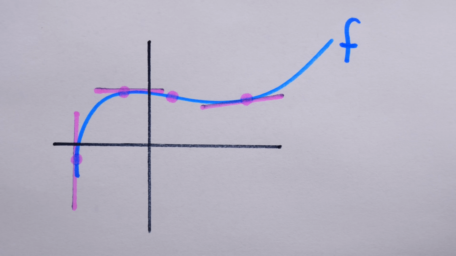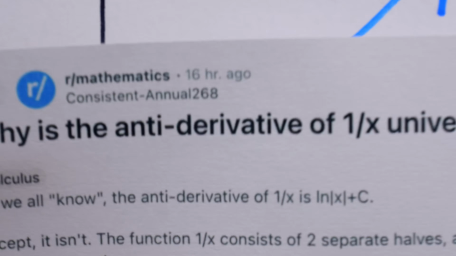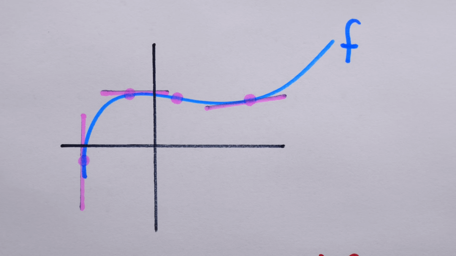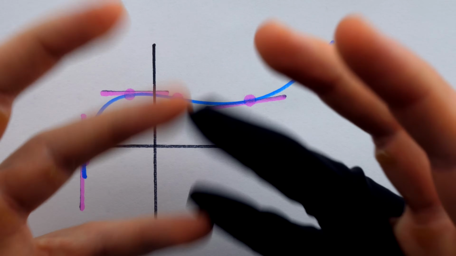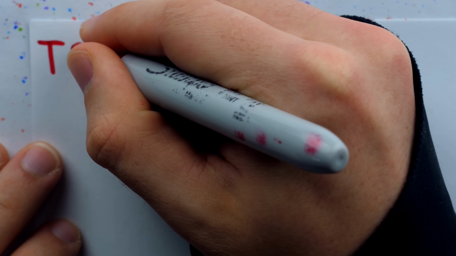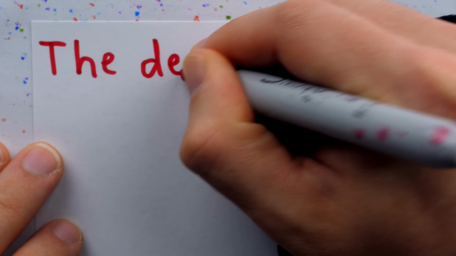So that's the derivative. But remember, the thing that's being universally taught incorrectly is the antiderivative. What's that? Well, it's exactly what it sounds like. It's just like the derivative, but its heart is filled with dark energy and yearning for malice. Speaking more formally, the antiderivative is the inverse of the derivative.